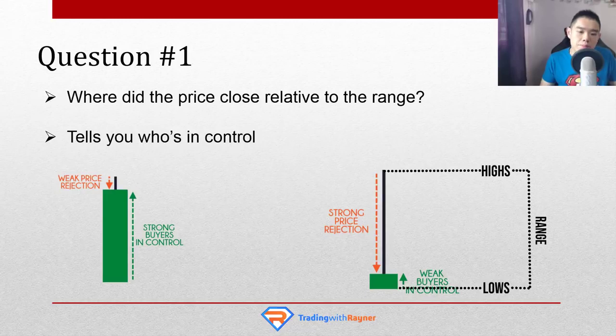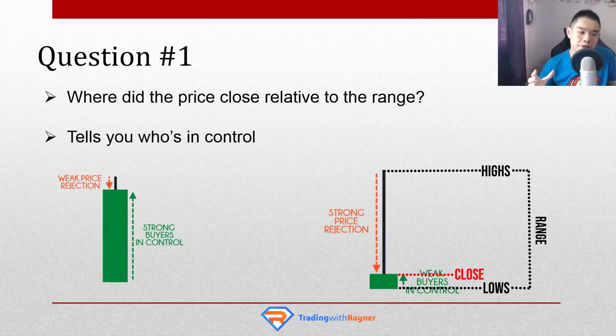Now, where did the price close relative to the range? If you look at this, the price actually closed over here. This is the closing price. Closing price is here, highs is here, and lows is here. Now we are seeing a different picture than the one previously. Why is that? Because now you realize that the price only closed marginally higher relative to the range.